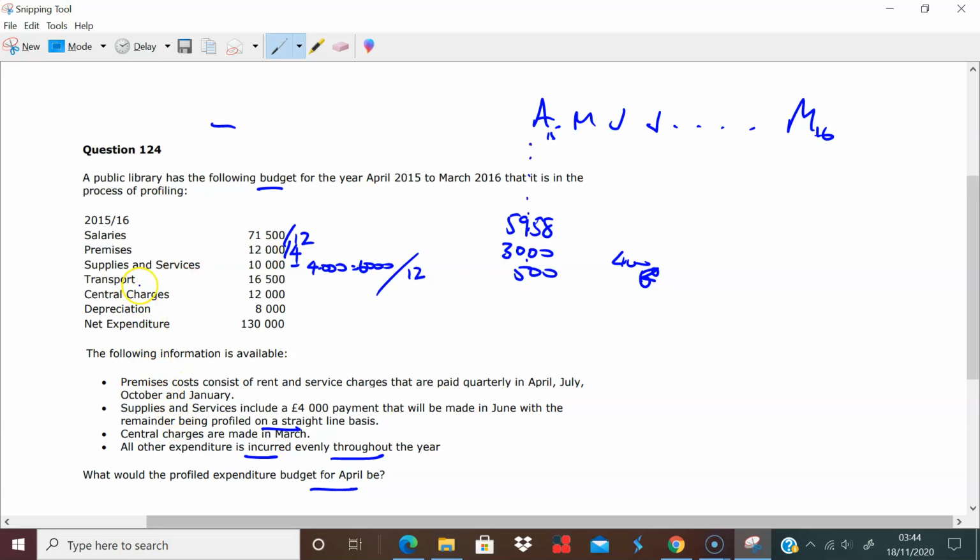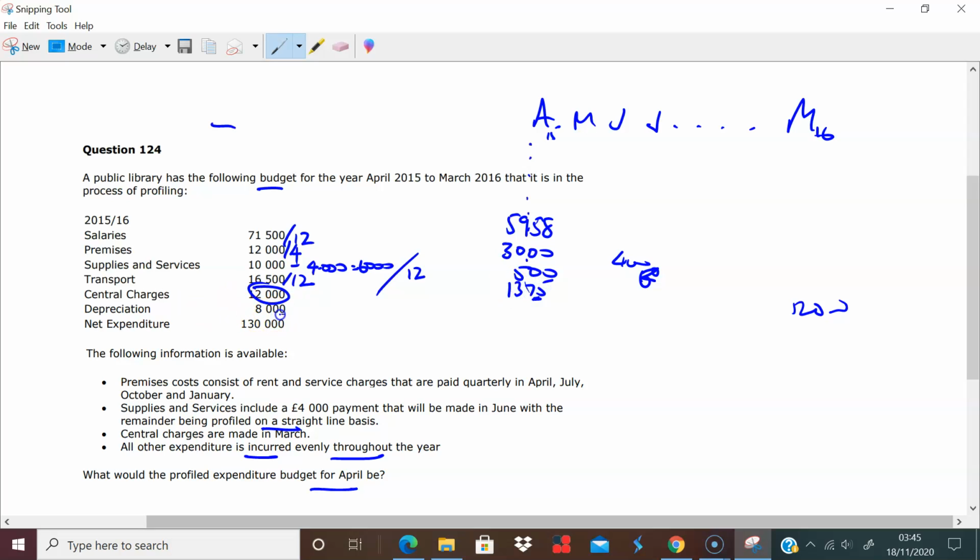Transport, so I think it says central charges will all be made in March. So all of this will be made in this month of March here. So nothing will hit us here. And the other two costs, it says everything else will accrue evenly over the year. So 16,500 over 12, which is the transport, which will happen evenly over the year, divided by 12 gives me 1375.